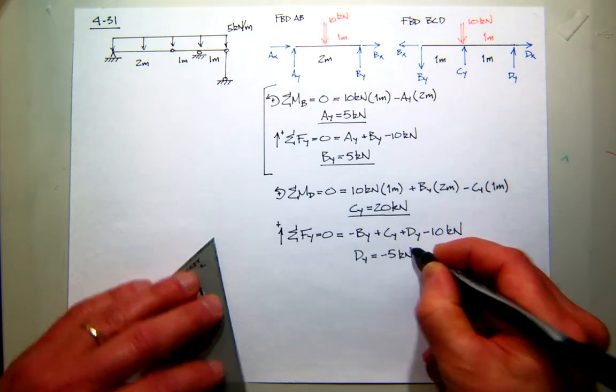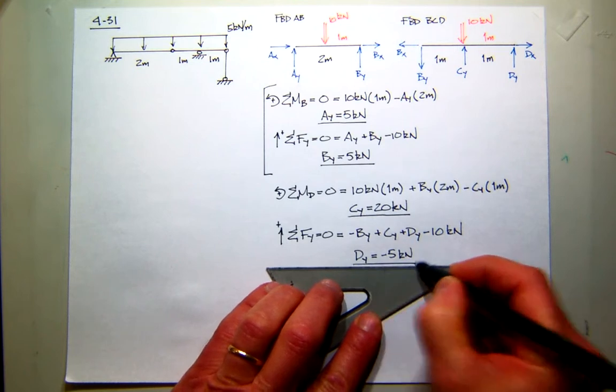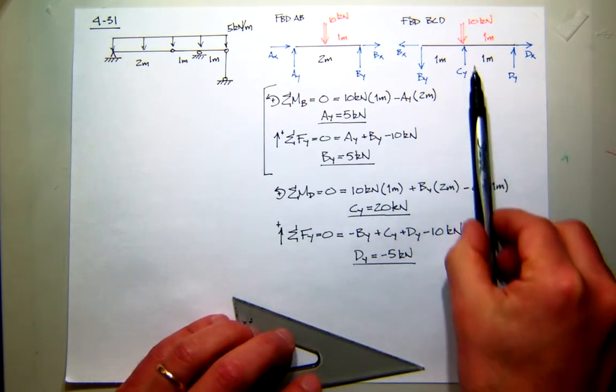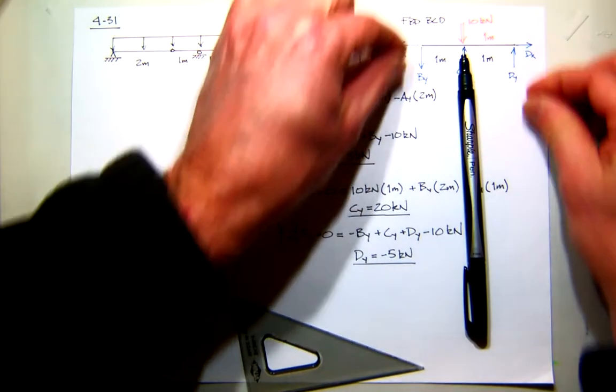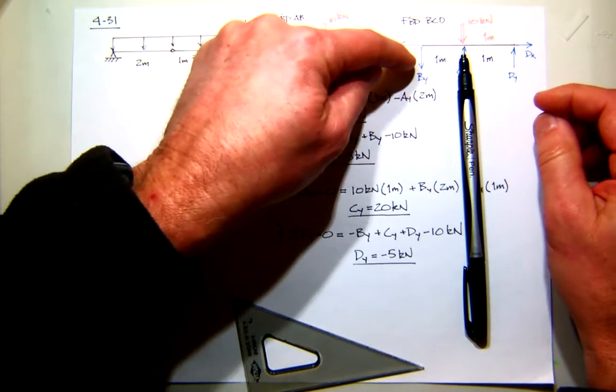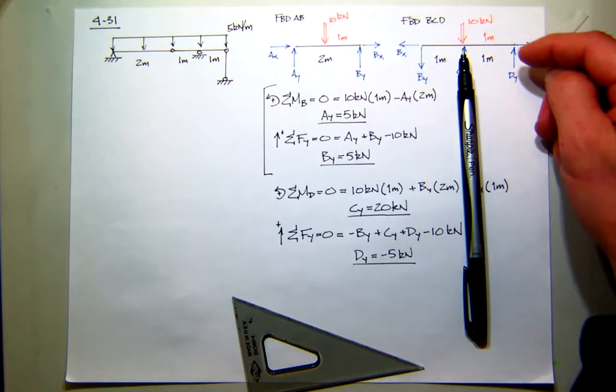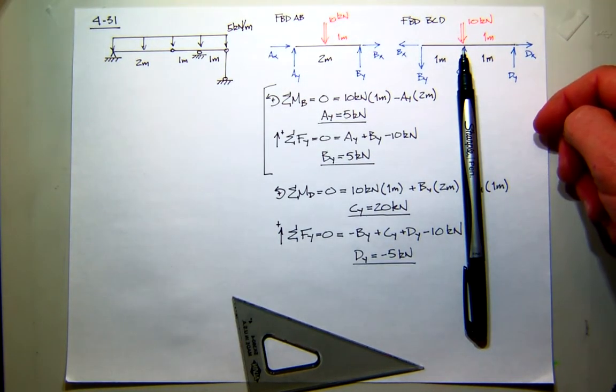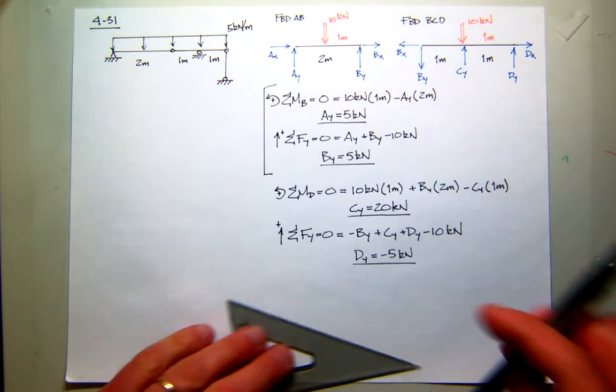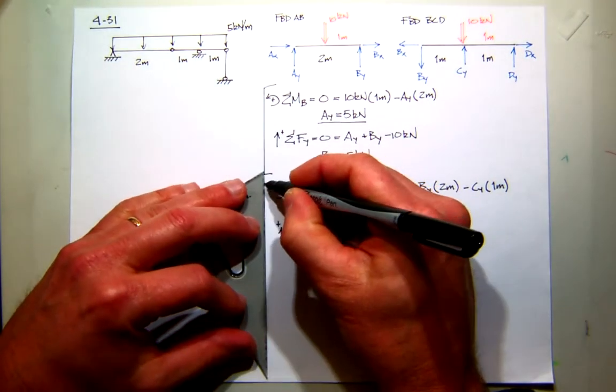Makes kind of sense to me. If you look at this element, imagine Cy is a pivot and it's got to be balanced. So if By is down 5, it makes sense that Dy would also be down negative 5. So we finally get all of our pieces.